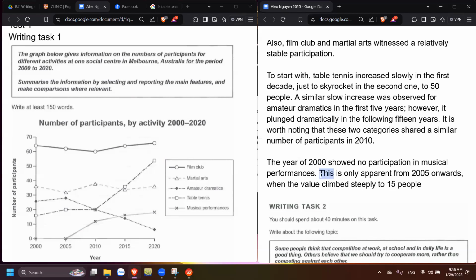Or maybe if I use the word "this" to refer back to something else, people can be confused. Like, okay, the year 2000 show no participation in musical performances. This is only apparent. What is "this"? Is it no participation, or do I refer to participation only? You see, sometimes when you refer back to something, it can be misleading. So maybe it's better to just link the two together and use "which": show no participation in musical performances, comma, which is only apparent from 2005 onwards. Is it clearer now? Yeah.